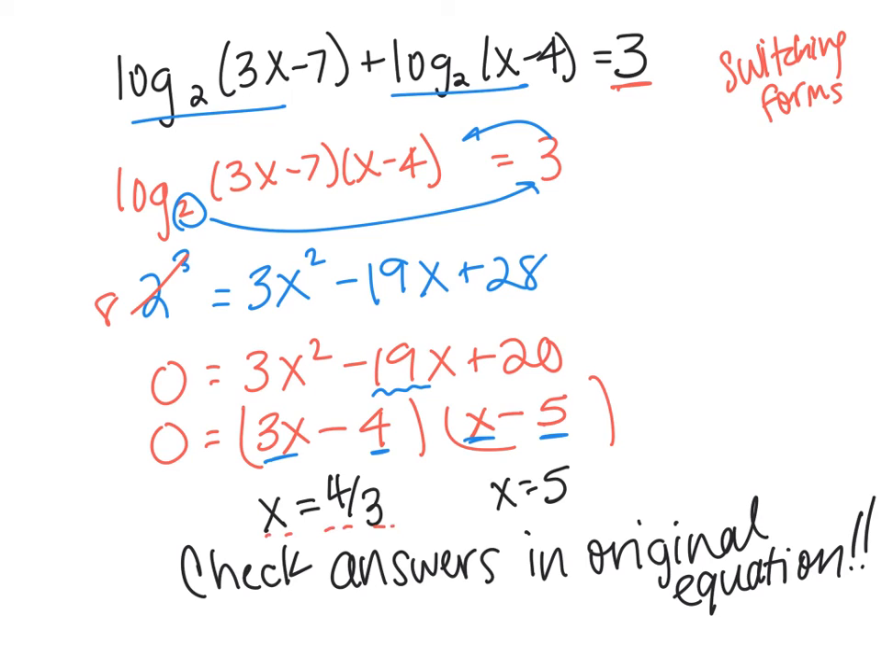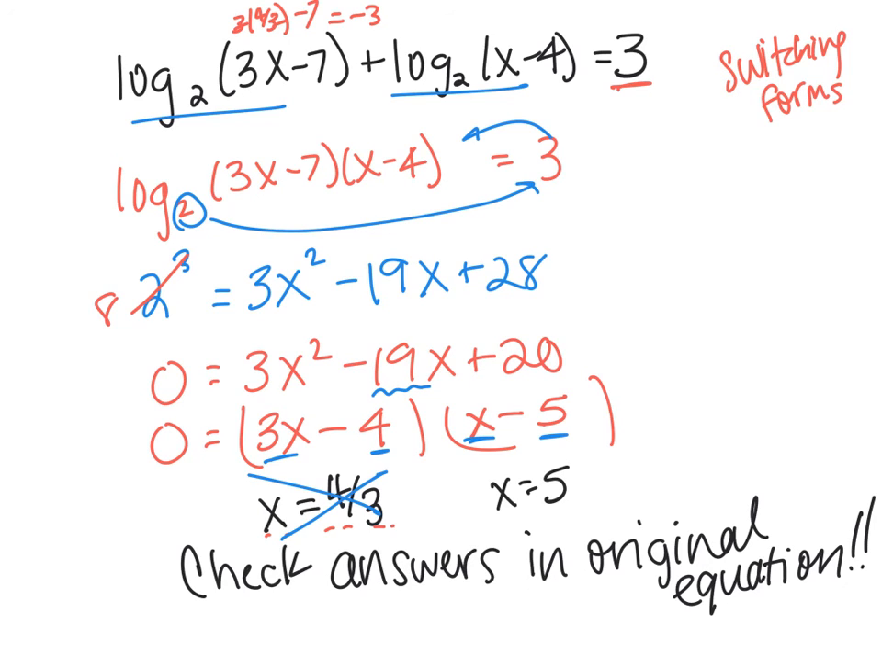So let's start with 4/3. If we come up here, we do 3 times 4/3 minus 7. Those 3s would cancel. So we would end up with 4 minus 7 up there, which is a negative 3. It makes that log negative, therefore it is not a viable answer to this solution. It doesn't matter if it makes every log negative or just one. The second you end up with a negative log, that answer can't work anymore.